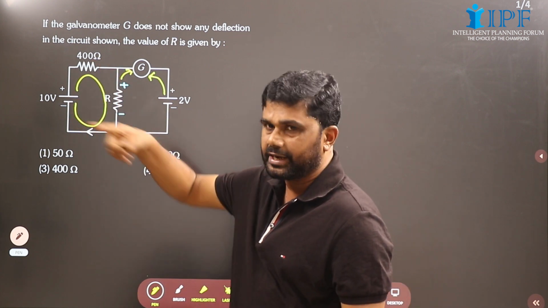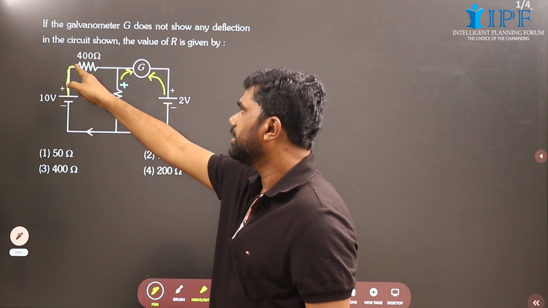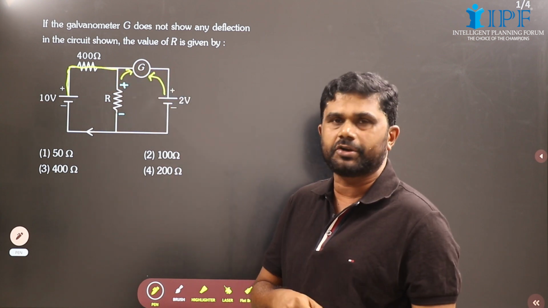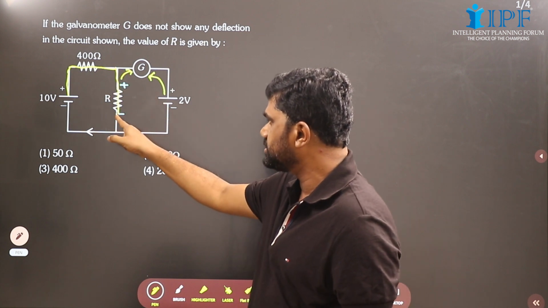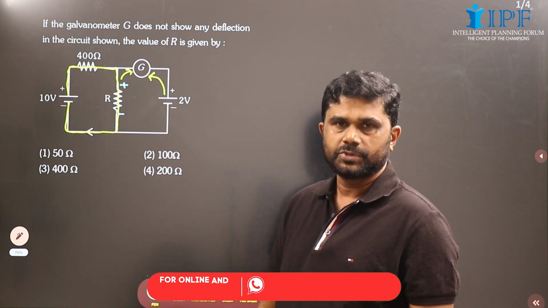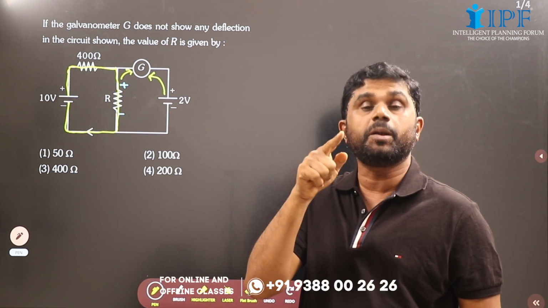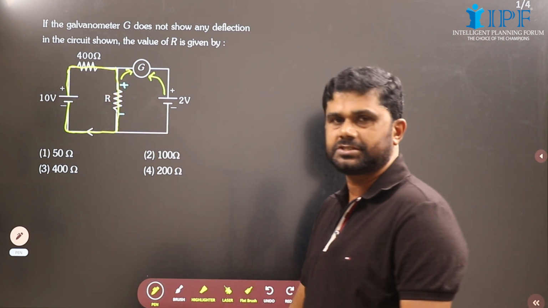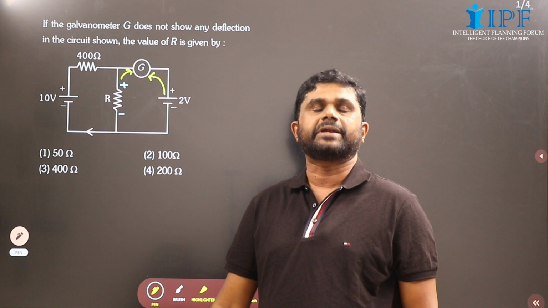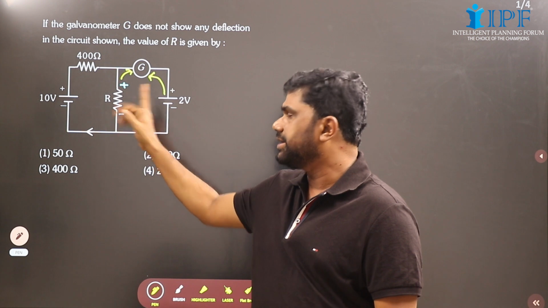Now see, please listen, whatever current comes out of the positive pole of this 10 volt cell will come like this. No current is going through the galvanometer because it shows zero deflection. So that current will come like this and return to the negative pole. So whatever current comes out of this 10 volt will pass only through these two resistors. The same current passes through this 400 and capital R. The voltages are, here it is 8 volt and here it is 2 volt.